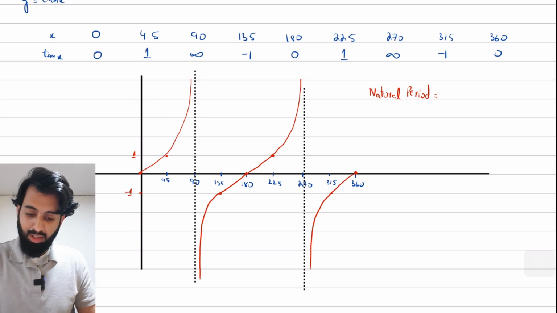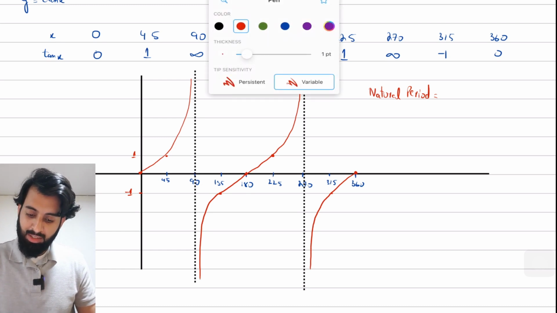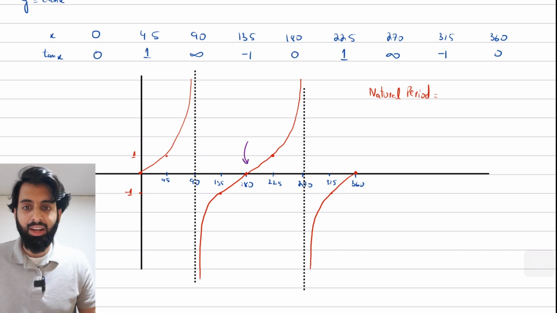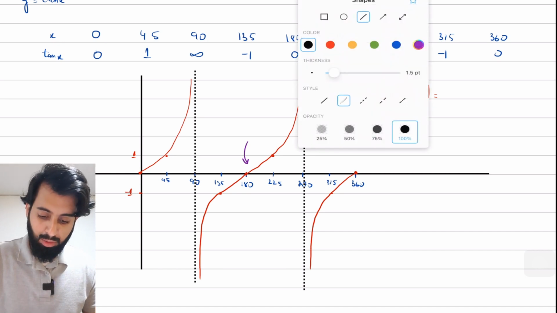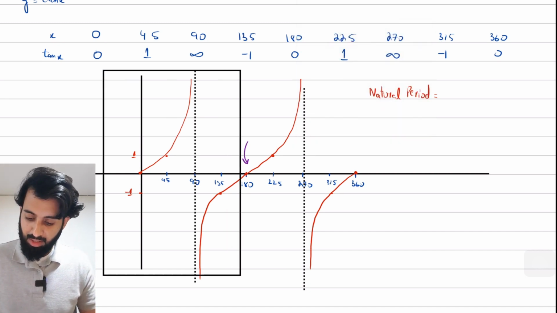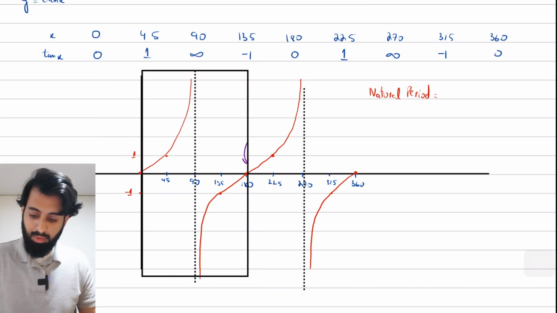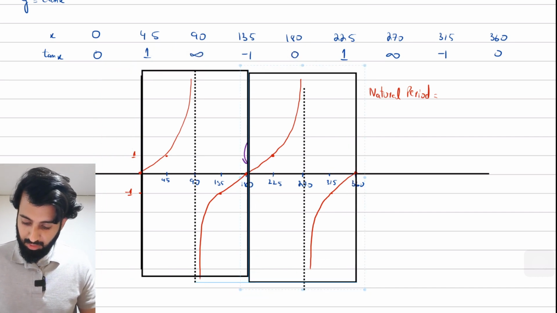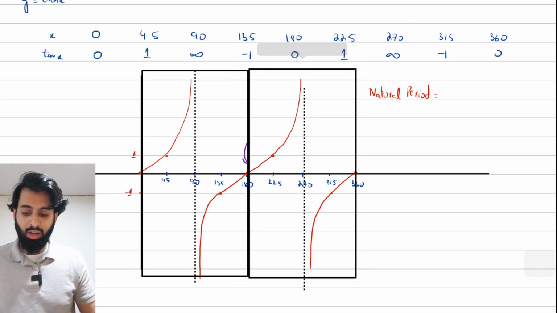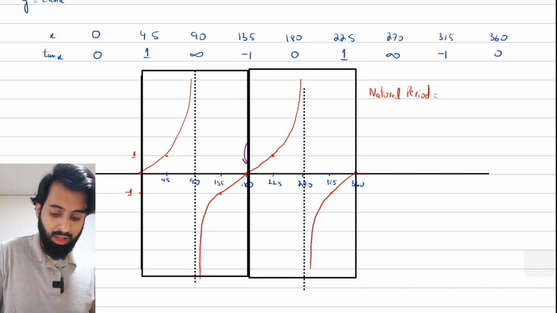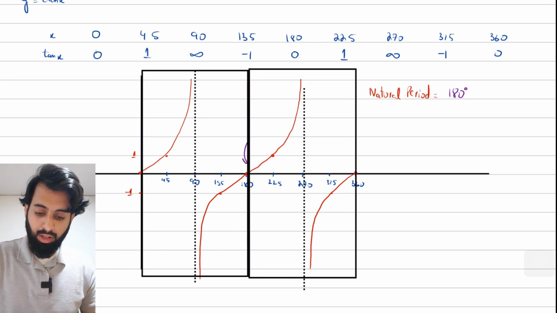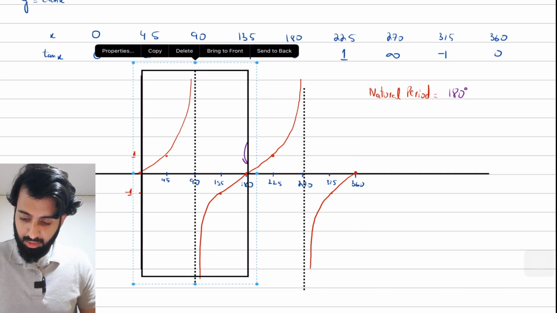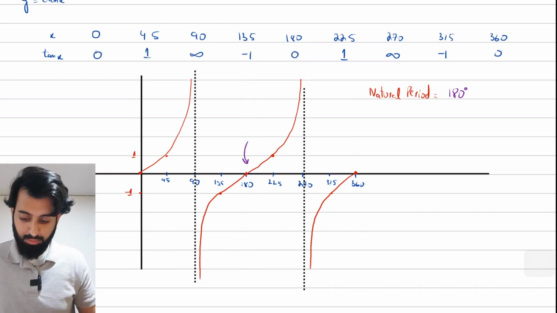So here you can see that one cycle ends at 180 degrees. Why? If you just focus on the shape from 0 to 180, you'll notice it's exactly the same as you would get from 180 to 360. I'm making these boxes so that it's easy for you to identify. Which is why we say that the natural period of tan x is equal to 180 degrees, because it completes its cycle after every 180 degrees. So I'm going to move these boxes because they're just making my graph look weird.